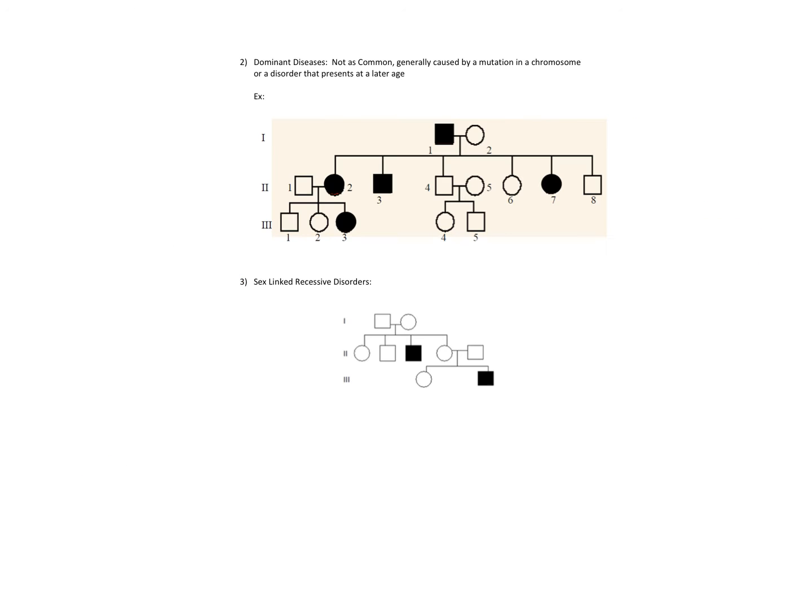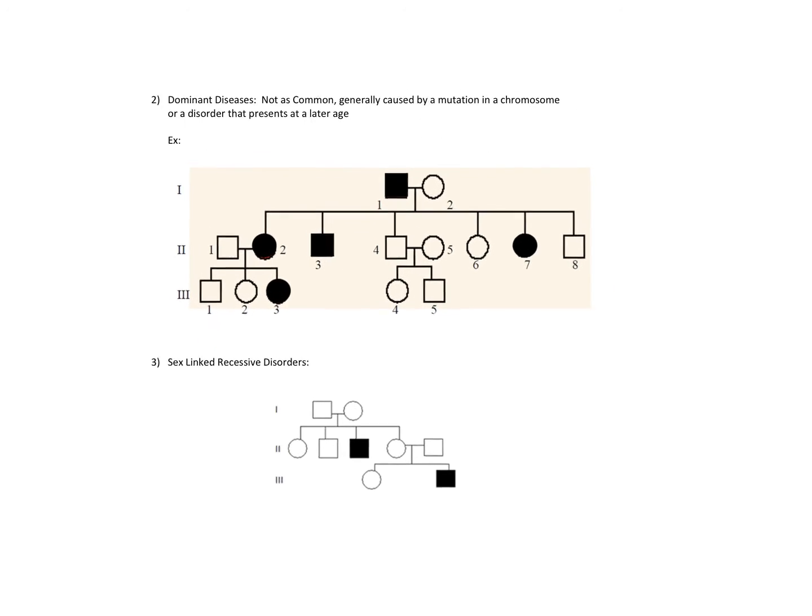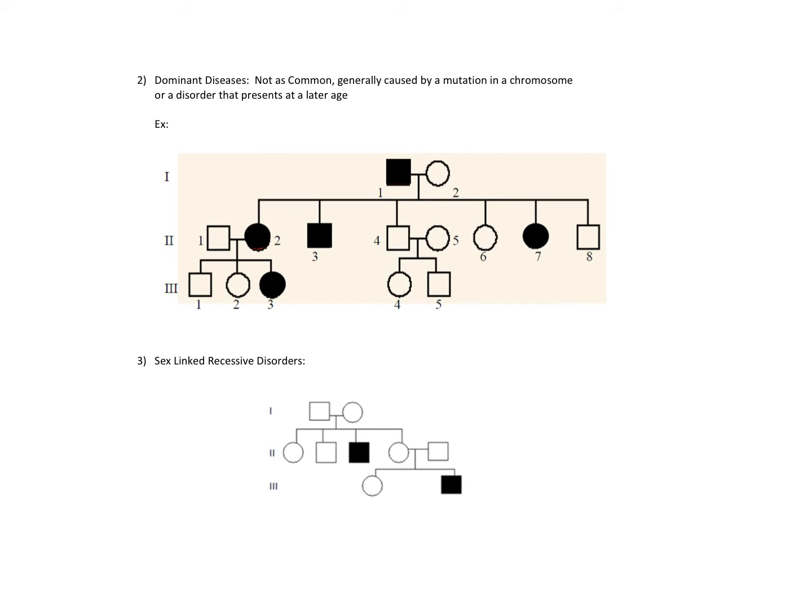Okay, so let's move on to the next page, and we are going to look at a dominant disease. And this one's not as common. Generally, it's caused by a mutation in a chromosome or a disorder that presents at a later age. So sometimes you have a genetic disease that you don't even know that you have until you're in your 80s, and that's when it will present itself. Well, by the time you're 80, if you're going to reproduce, you probably already did that. So that's kind of the scary part, and that's how these get passed along.